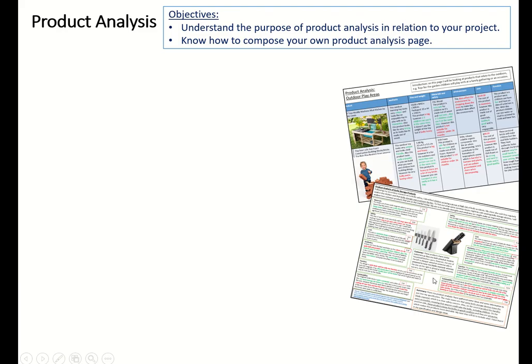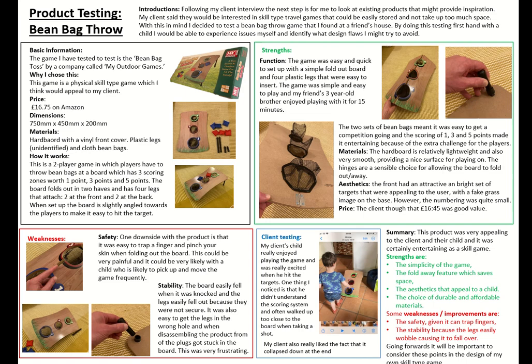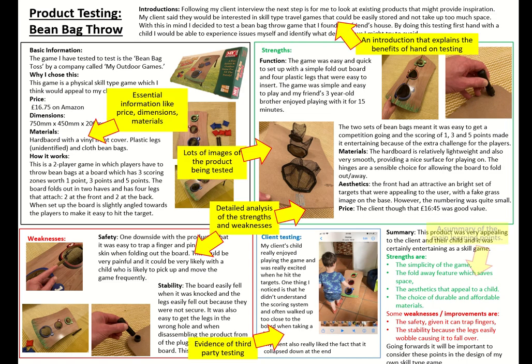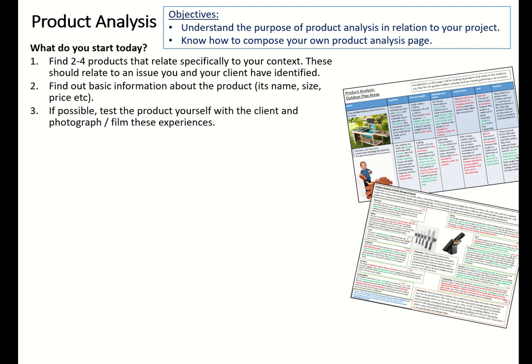Okay, so what do you now need to do? By all means, go back and look at these pages if you need to. Take it in to try and replicate it yourself. Right, so find 2 to 4 products that relate specifically to your context. Find out basic information, the name, the size, the price. If you can, test it yourself with client photographs and film it, ideally.